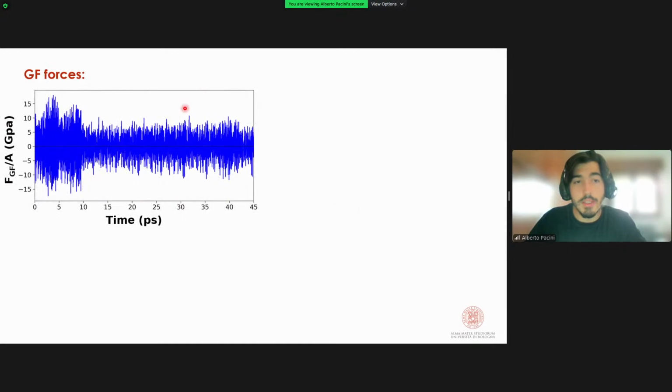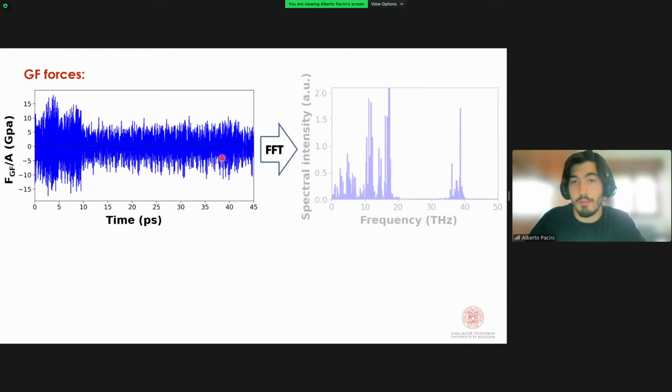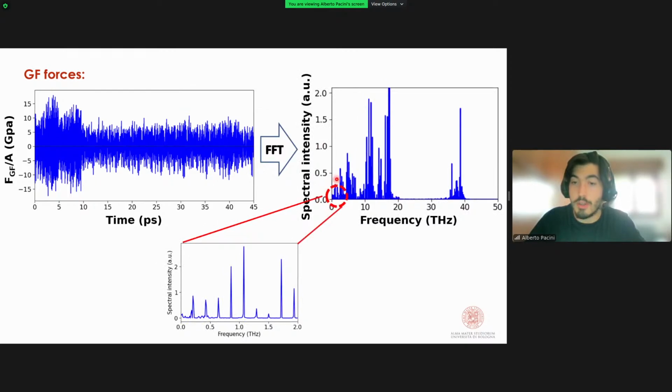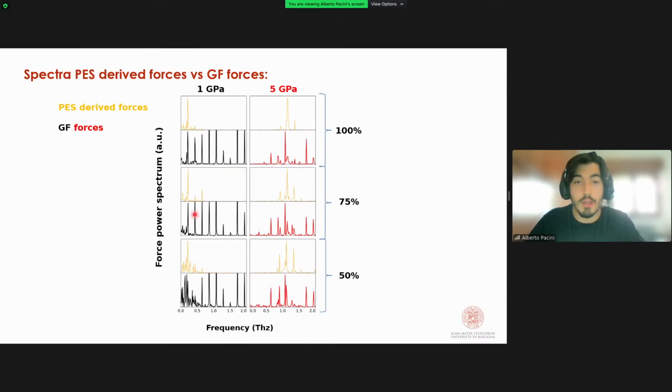Then these are the real forces coming from the dynamical simulations. And this is a very noisy signal because of thermal fluctuations. So we perform a Fourier transform, and we analyze the low frequency region of the spectra. Why do we do that? Because we know that there is a relevant frequency, which is called the Washburn frequency, which is given by the sliding velocity over the lattice constant.